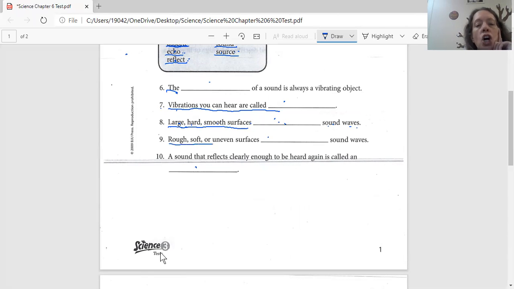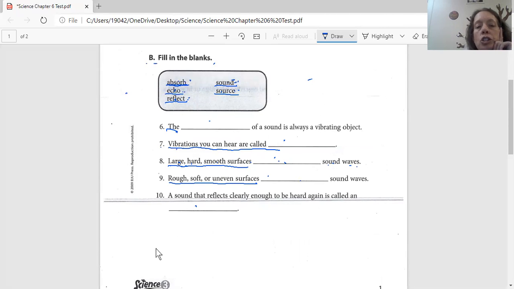Number 9 says, rough, soft, or uneven surfaces, blank sound waves. Do they absorb sound waves, echo sound waves, reflect sound waves, sound sound waves, or source sound waves? Put your answer in here.